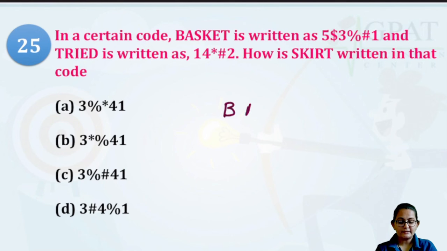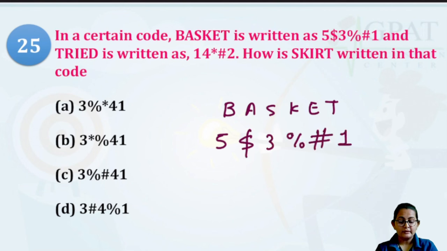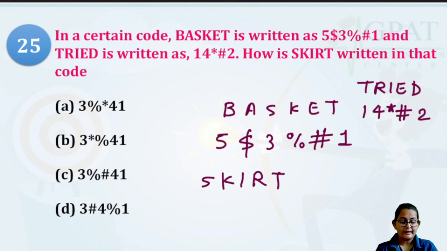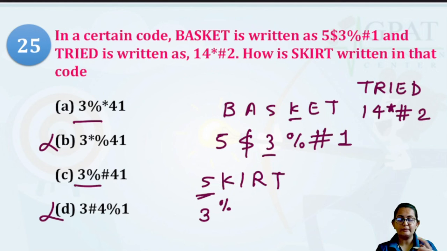Then a certain code basket is there. It has been written as $5 3% #1. Next, tried is written as 14 star #2. Then how could skirt be written in the coding form? S is given number 3, then K is given percentage. So wherever 3 and percent are together, you are getting towards 50-50, so B and D are eliminated. Then next, I has been given star. Wherever you can see star is the correct answer.